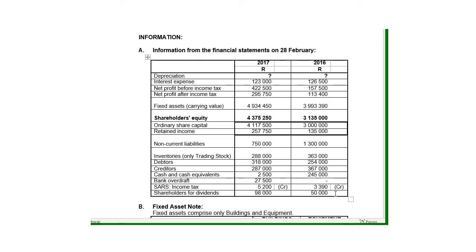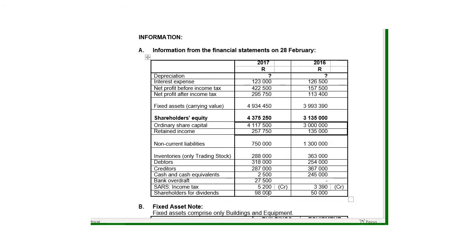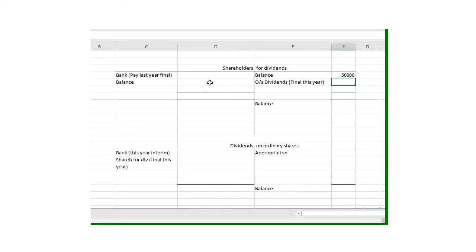So firstly, look for the balances of shareholders for dividends. Last year, in other words this year's opening, 50,000. So my opening balance, 50,000. Closing balance, 98,000 credit, which means above the line it would be on the debit side and below the line on the credit side. Whatever I started the year off with, I have to pay now, and that was last year's final. So that 50,000 would immediately be paid. So what is my final dividend for this year? It would be the 98,000.